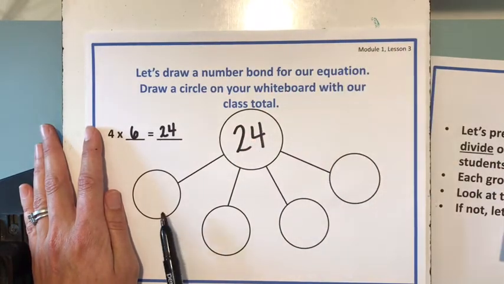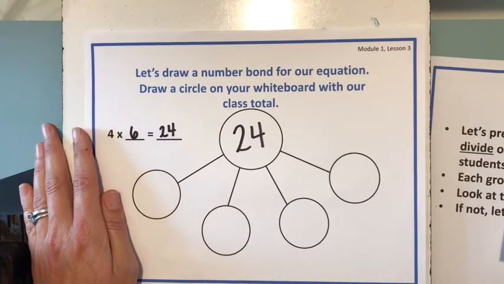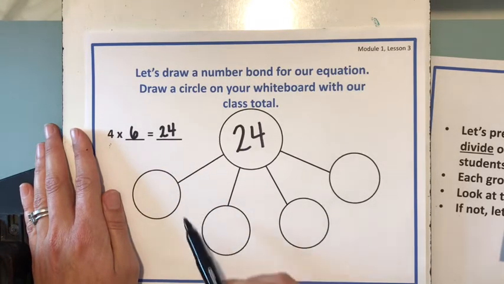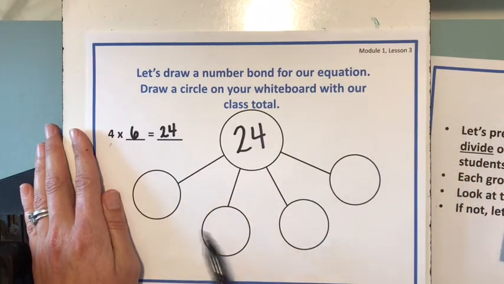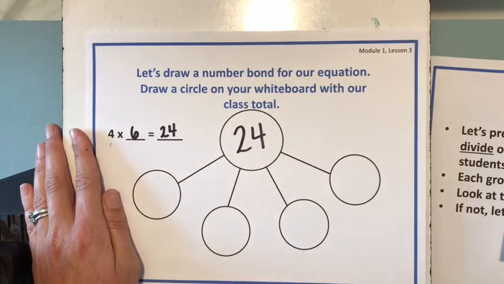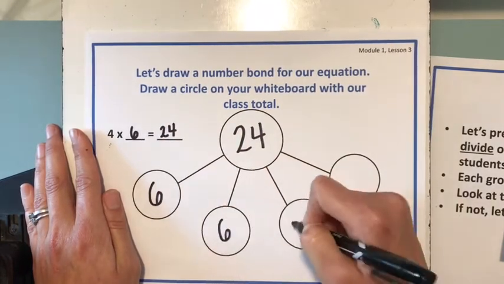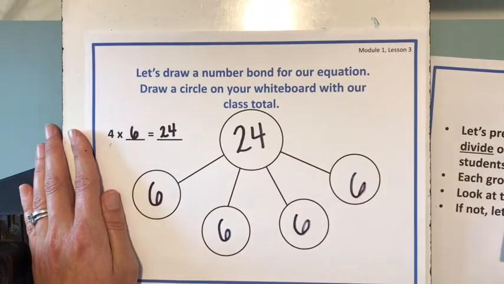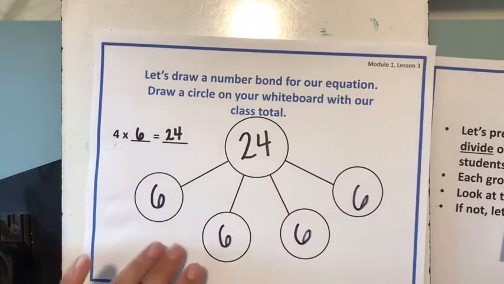And then now we have 4 circles here. What do you think the 4 circles represent? They represent the number of groups, right? Or the number of rows. So we drew 1, 2, 3, 4, because we have 4 groups. And in each group, or in each row, we had how many? We had 6. Good, so this is how we would draw a number bond for a multiplication equation. And that is something you guys will be doing in your independent work today.